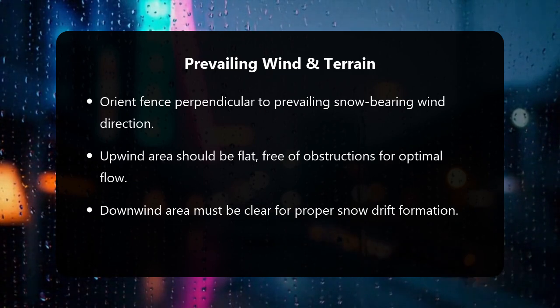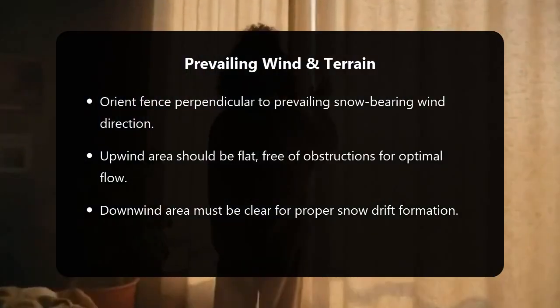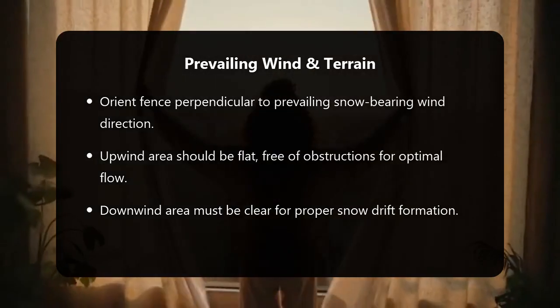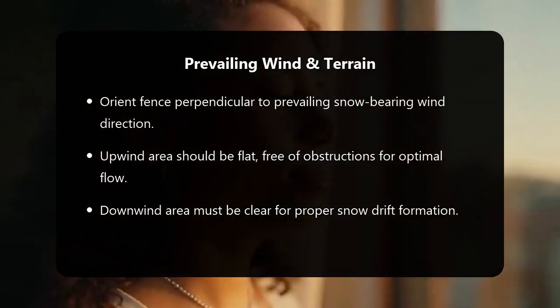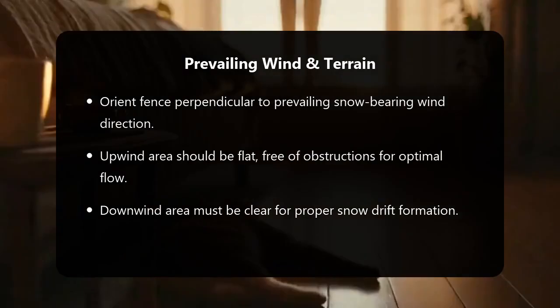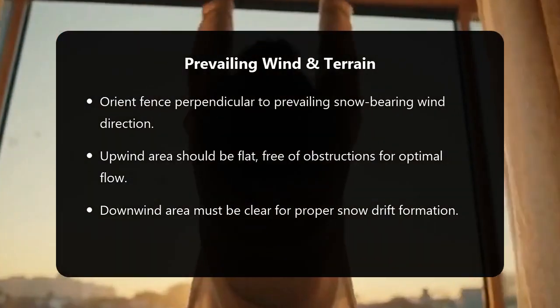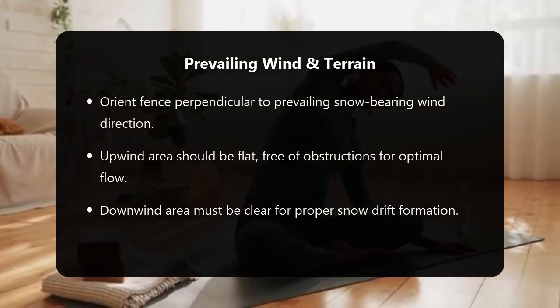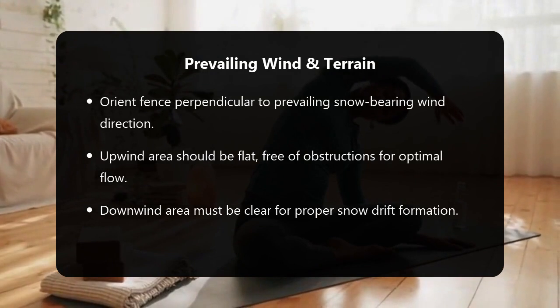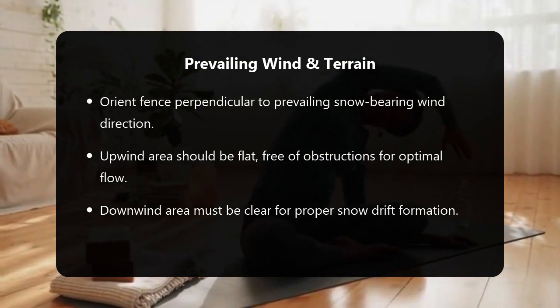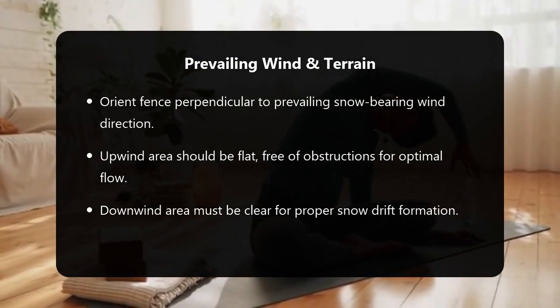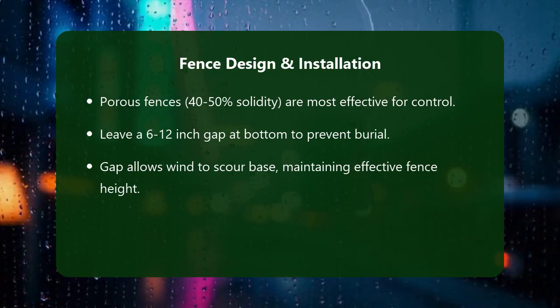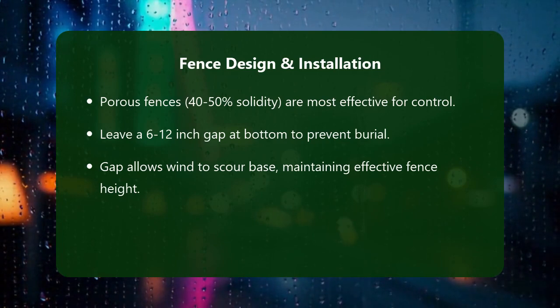Terrain also plays a significant role. Ideally, the area upwind of the fence should be relatively flat and free of obstructions for a considerable distance. Any hills, valleys, buildings, or dense vegetation upwind can disrupt the wind flow, creating turbulence or premature snow deposition that reduces the fence's efficacy. Similarly, the area immediately downwind of the fence, where the snow is intended to collect, must also be clear of obstructions to allow for proper drift formation.